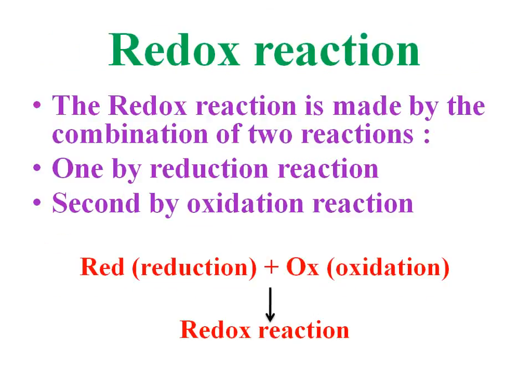Now let's talk about the redox reaction. What is a redox reaction? A redox reaction is a reaction in which two reactions simultaneously take place. For example, reduction and oxidation both occur in the same reaction.